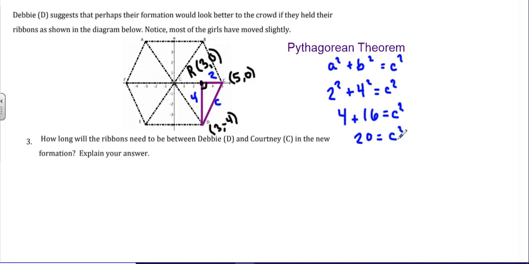And then to get c by itself, so I don't have c squared, I just want c, I'm going to need to take the square root of both sides of my equation using the square root property of equality. And c is approximately 4.47. So that number has been rounded, but it's about 4.47 units long.